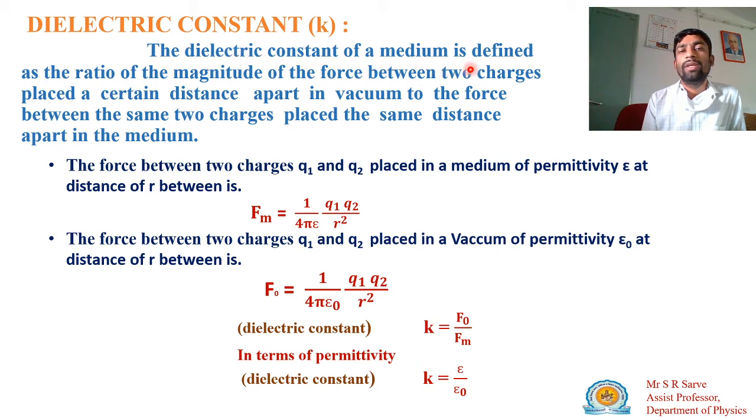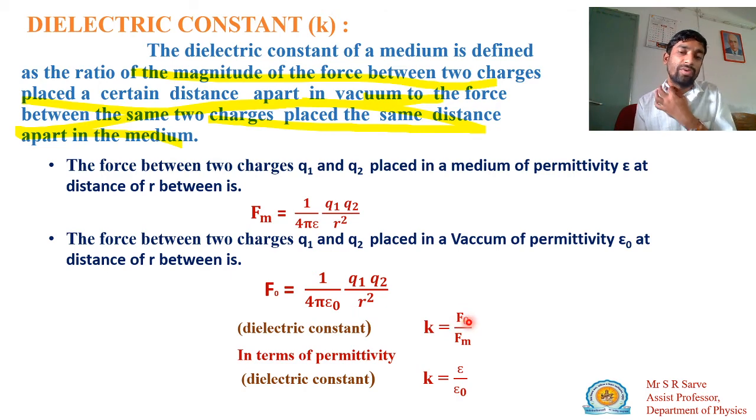Dielectric constant of the medium is defined as the ratio, and here it is important to highlight, of the magnitude of force between two charges placed at a certain distance apart in a vacuum to the force when the two charges are placed in the medium. So this ratio, the dielectric constant, gives the ratio of the force on a charged particle placed in vacuum to the force on the charged particle placed in the medium.